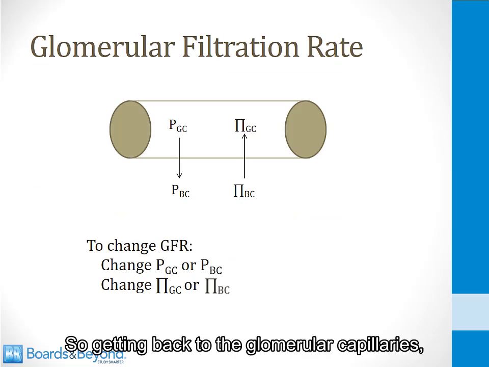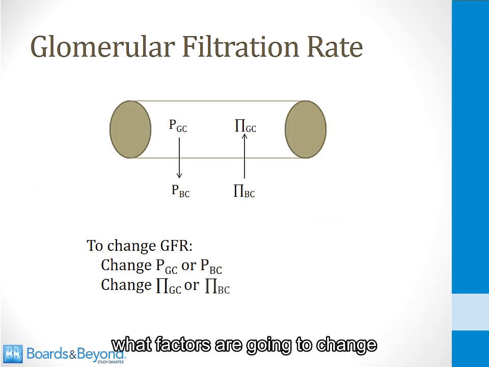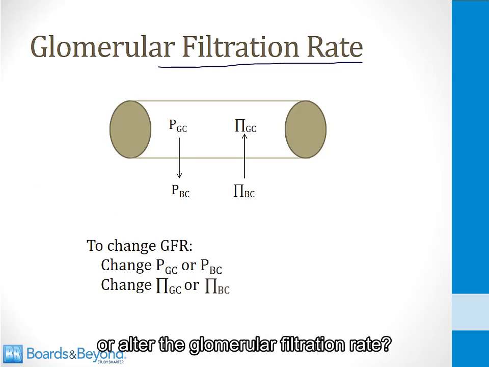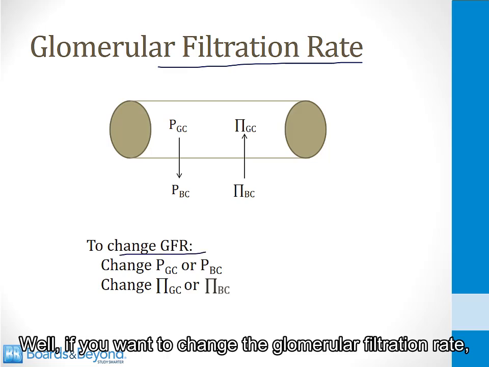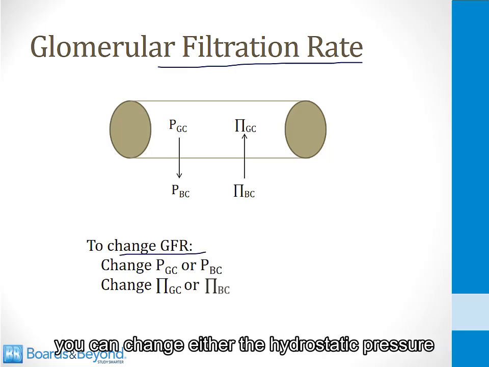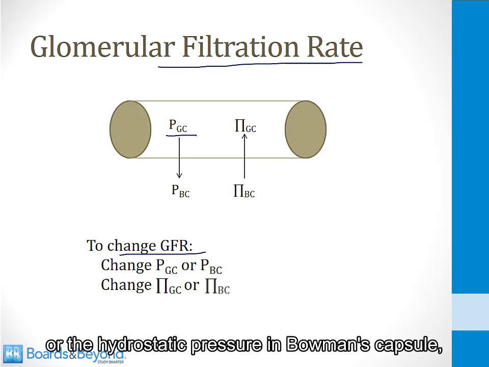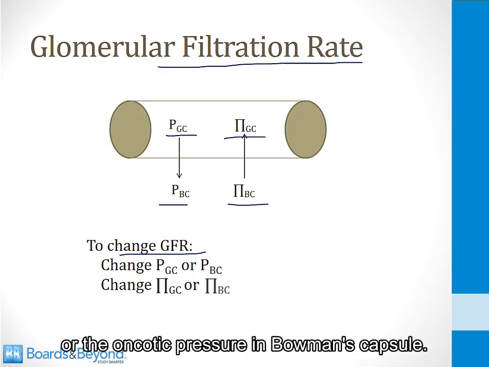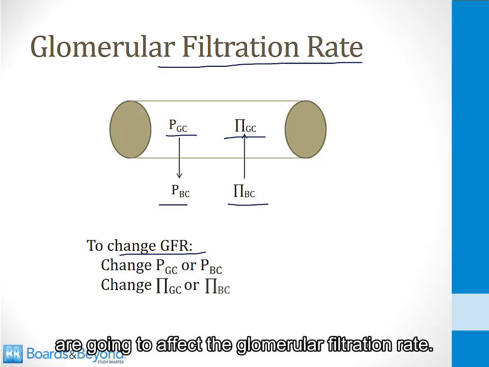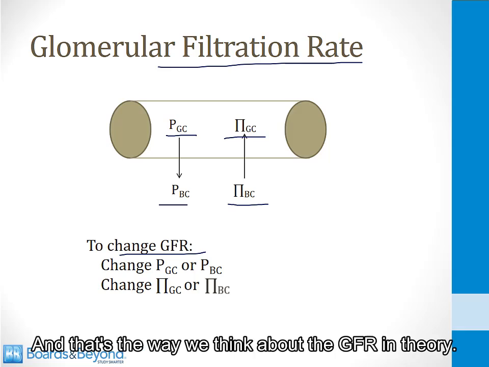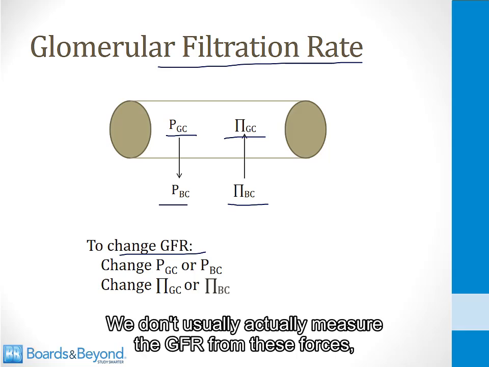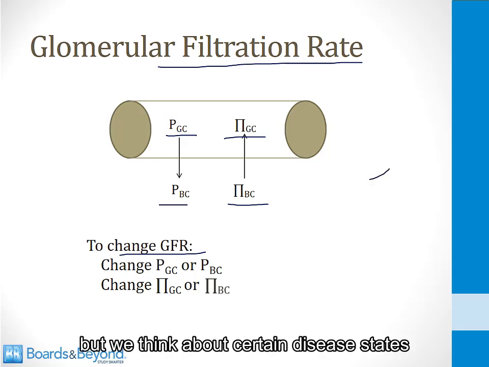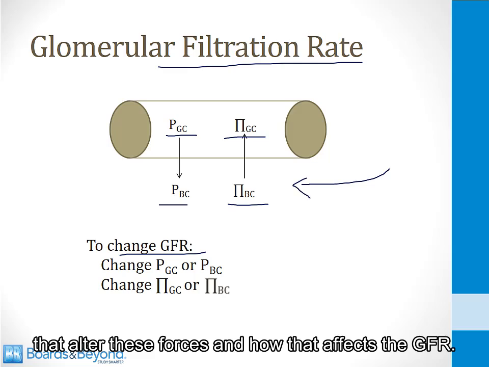So getting back to the glomerular capillaries, what factors are going to change or alter the glomerular filtration rate? Well, if you want to change the glomerular filtration rate, you can change either the hydrostatic pressure in the glomerular capillary or the hydrostatic pressure in Bowman's capsule, or you could change the oncotic pressure in the glomerular capillary or the oncotic pressure in Bowman's capsule. Any changes in these forces are going to affect the glomerular filtration rate, and that's the way we think about the GFR in theory. We don't usually actually measure the GFR from these forces, but we think about certain disease states that alter these forces and how that affects the GFR.